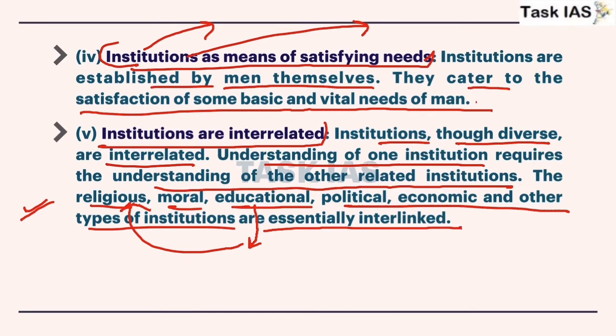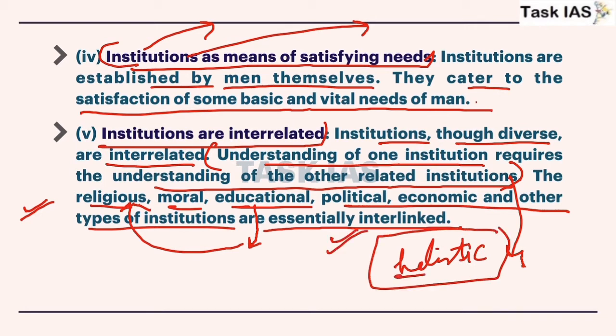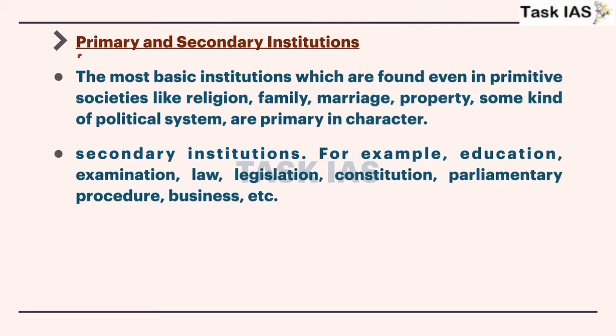And this idea that we should understand other institutions to understand a particular institution shows that a holistic study is needed. That's why anthropology has adopted a holistic dimension in the study of any particular sociocultural phenomena, or even in biological anthropology also. So this is a unique as well as a strength of our discipline.